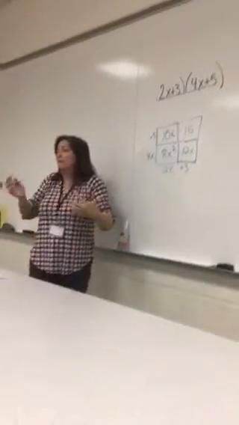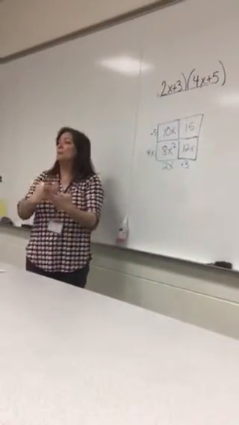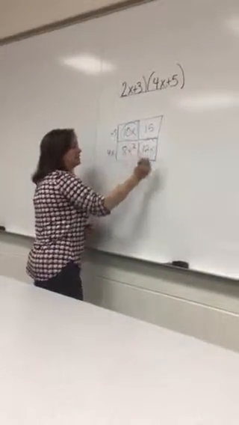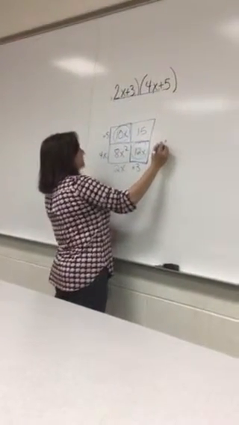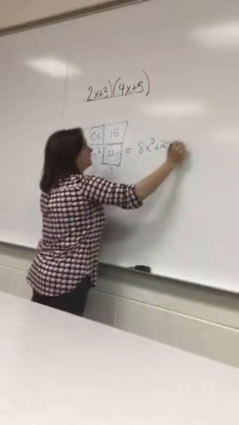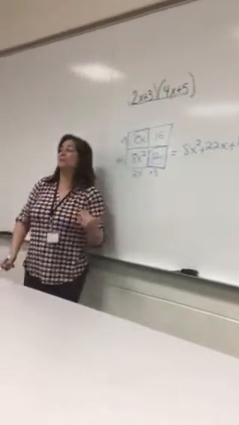Okay? And then for my final answer, I'm going to combine like terms always. And if you notice, these guys are like terms. So my final answer is 8x squared plus 22x plus 15, which is what we got last time.